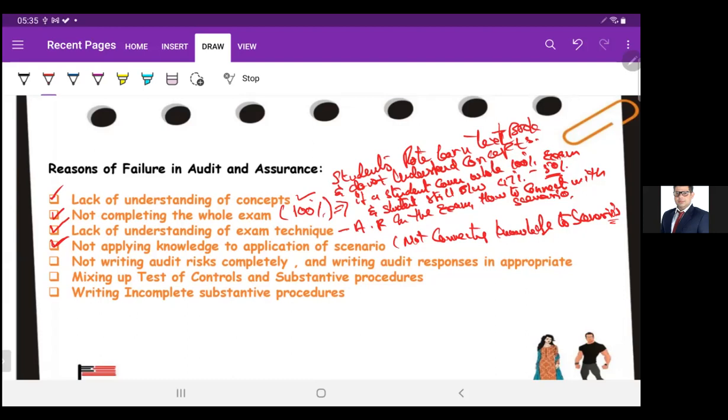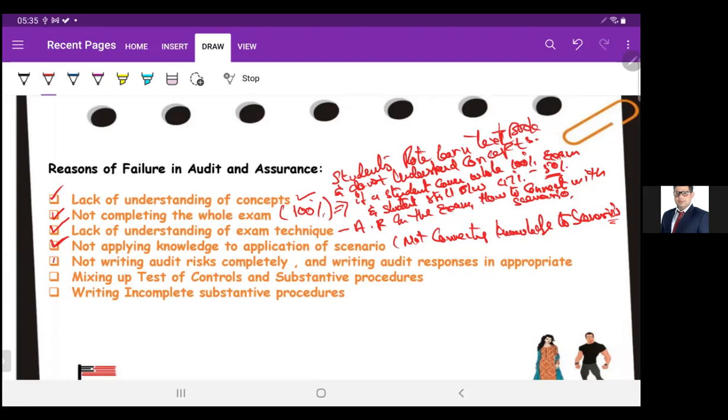So you need to learn how to connect your knowledge to the scenario, how to relate your knowledge to the scenario. That is the key, the biggest key I would say, to pass this Audit and Assurance exam. So writing skills are essential to pass this exam.